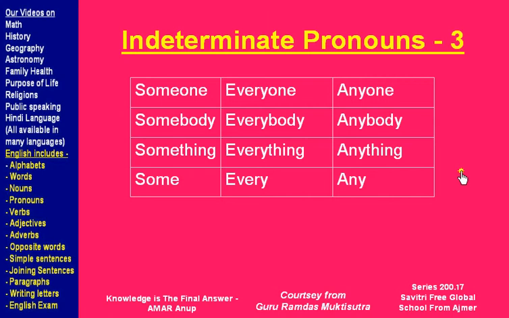Repeat after me. Someone, somebody, something, some, everyone, everybody, everything, every, anyone, anybody, anything, any. So these are some more examples of indeterminate pronouns. By using those, we are saying we are not sure exactly who is the doer of the action.